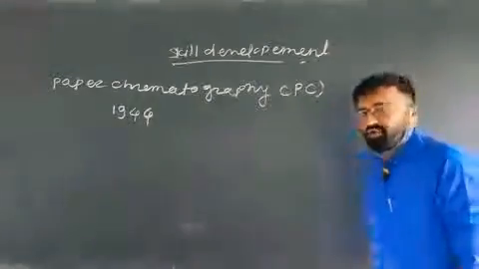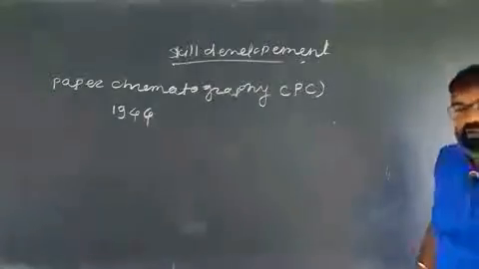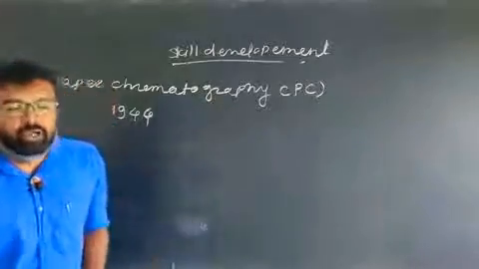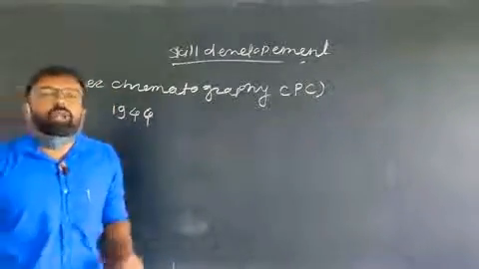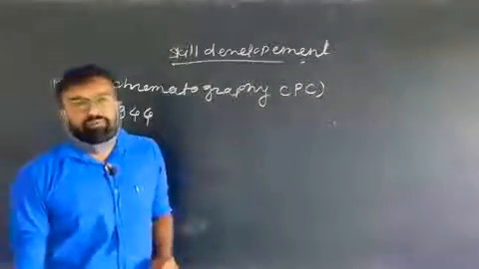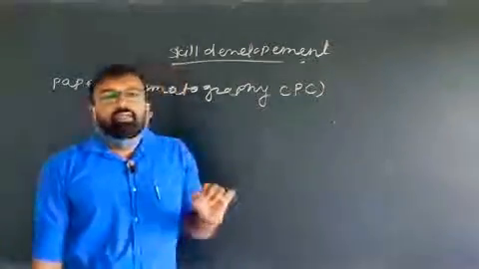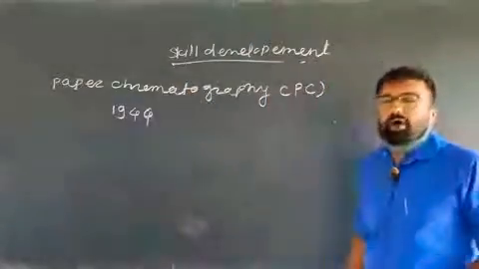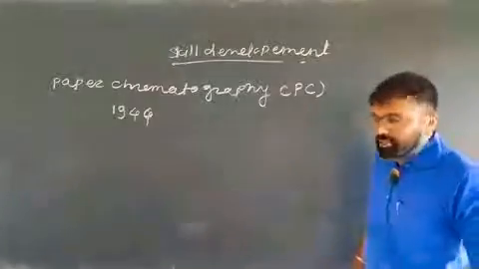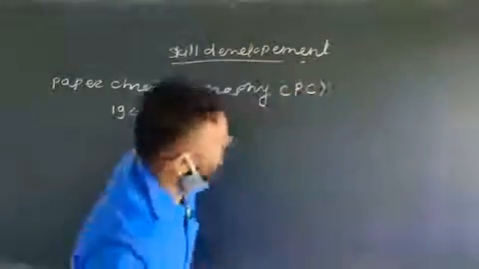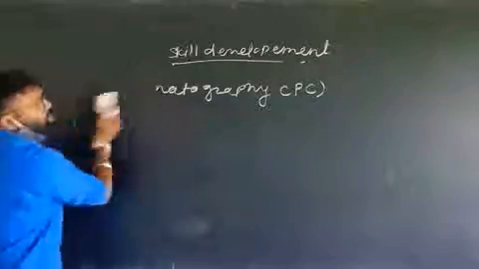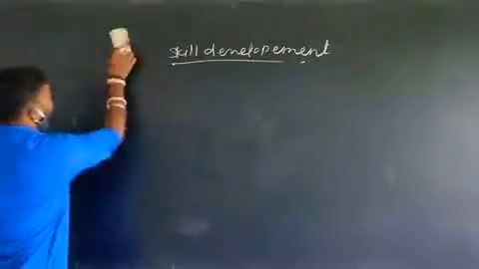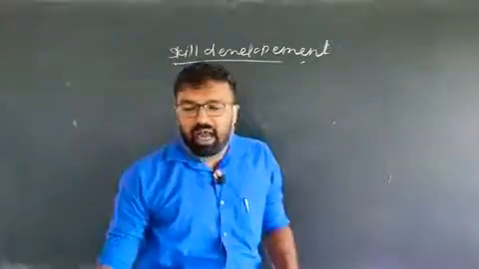What points should be covered in this lecture? Introduction of paper chromatography, then second, the stationary phase used in paper chromatography, the mobile phase used in paper chromatography, the principle of paper chromatography, then the steps used in paper chromatography, and last, the applications of paper chromatography, right? So let's start the topic. First of all, paper chromatography is a simple chromatographic technique usually used in the laboratory for the separation of different amino acids.